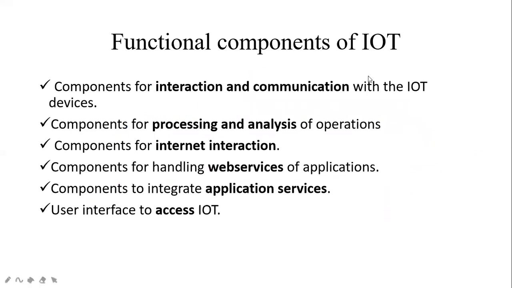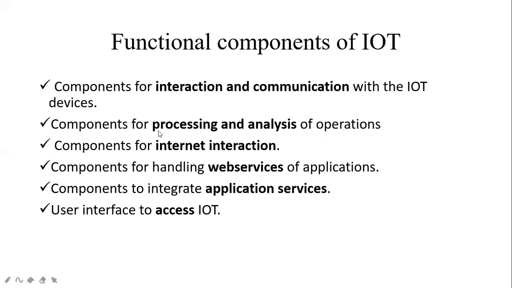Okay, these are the functional components of IoT. As we have already discussed, in an IoT network you will require functional components and service based components. So this is the functional based component. Which kind of functions? Interaction and communication within your IoT devices. It includes communication between node to node, machine to machine, node to machine, and device to machine. So this basically deals with the interaction between device to device, machine to machine, node to node, and vice versa.